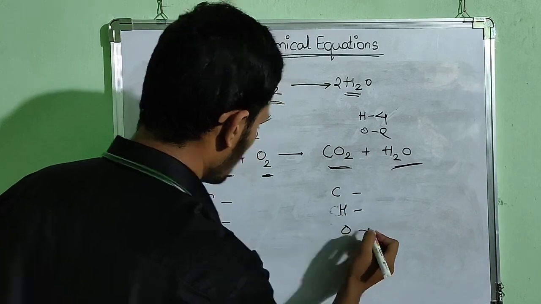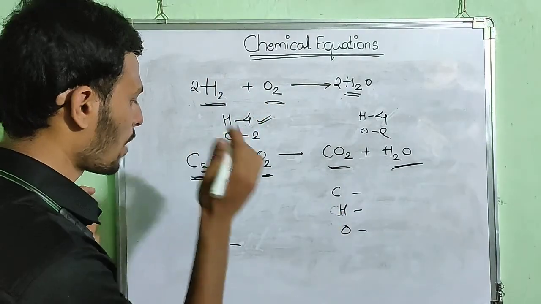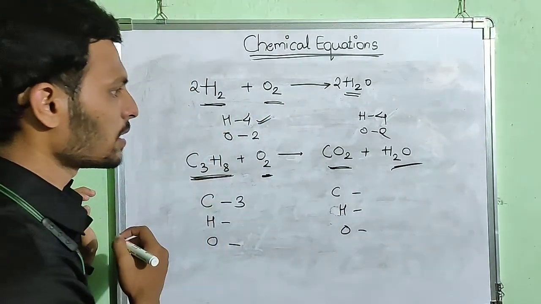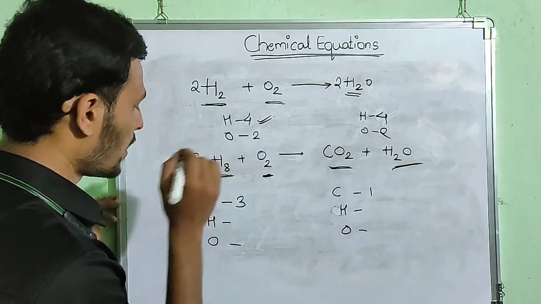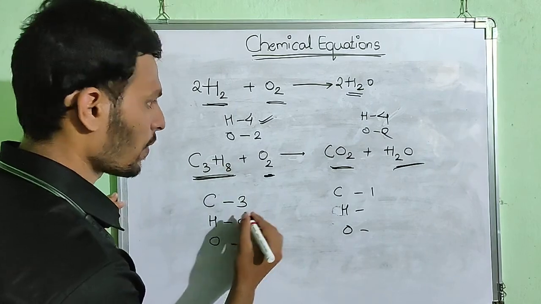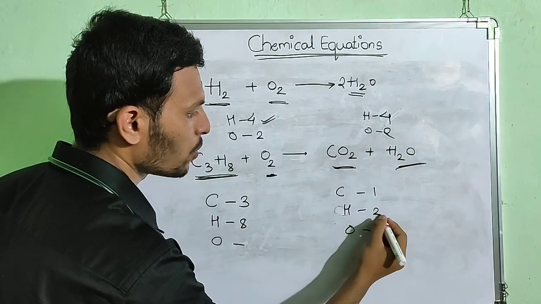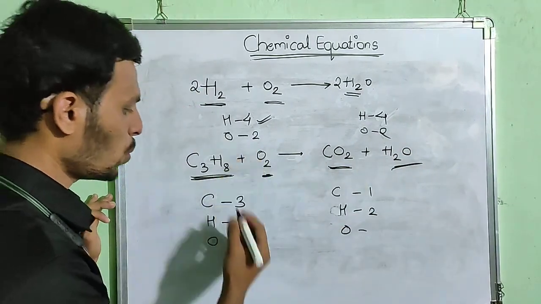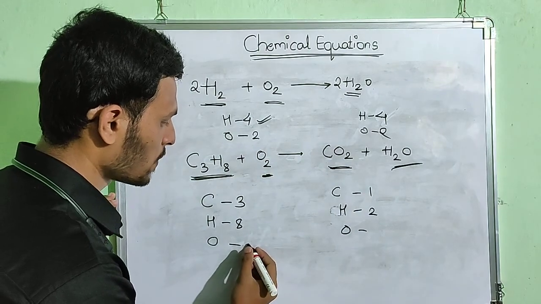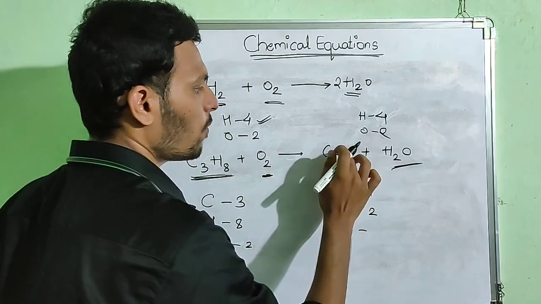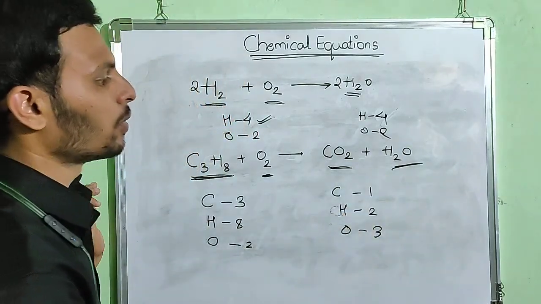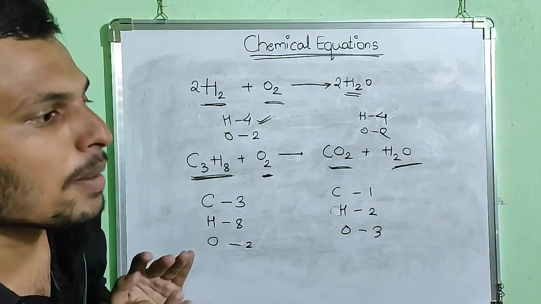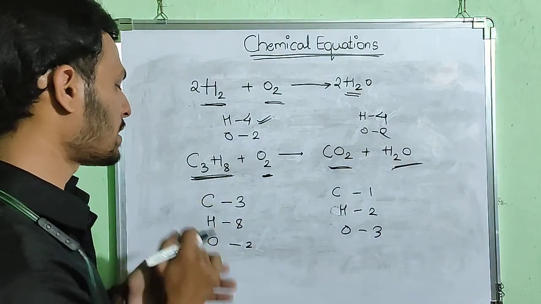Okay. So now I have 3 carbons here, and I have only 1 carbon here. I have 8 hydrogens here, and I have only 2 hydrogens over here. And I have 2 oxygen molecules, and I have 2 plus 1, 3 oxygen molecules. This complete equation is unbalanced. This is not a balanced equation.